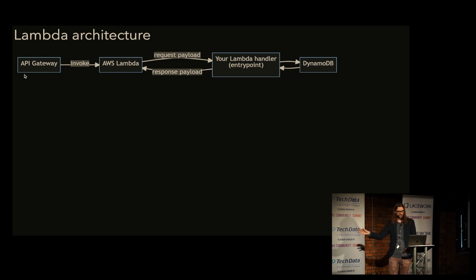Your code does its work. It might connect to DynamoDB or make another API call or do something else, and then it returns a response payload back to the Lambda service, which forwards that back onto API Gateway. Fairly straightforward.